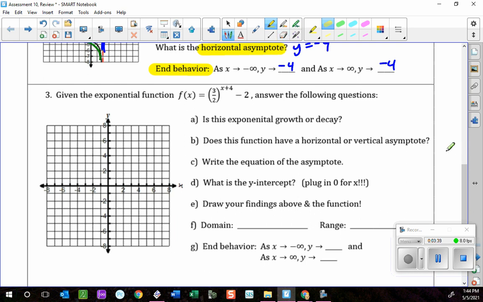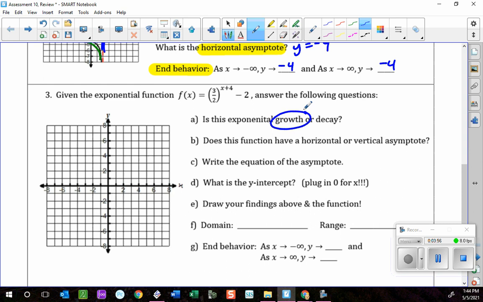Let's see, right now it's number 2. So, is this exponential growth or decay? Well, this fraction right here, 3/2, is bigger than 1. It's 1.5. So this should be exponential growth. Does this function have a horizontal or a vertical asymptote?